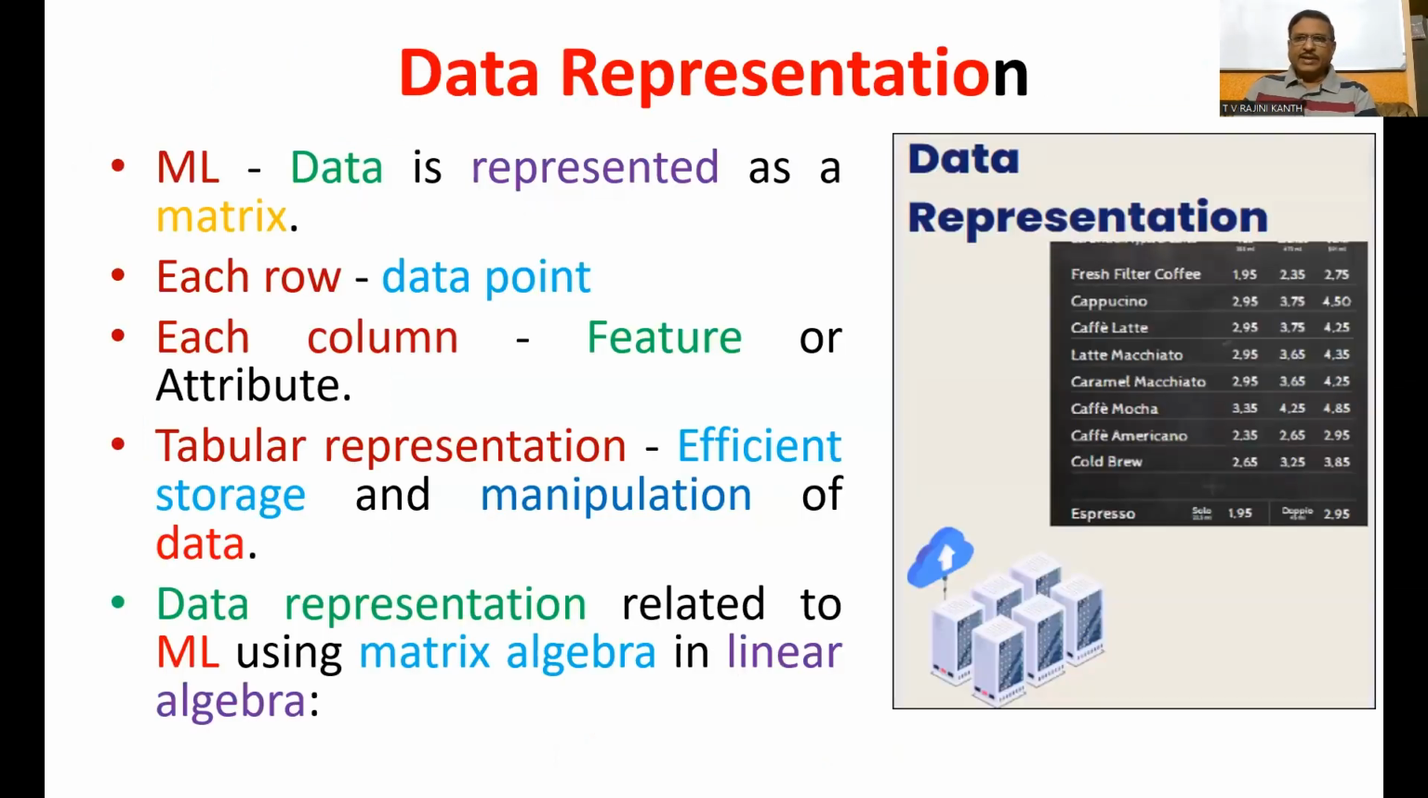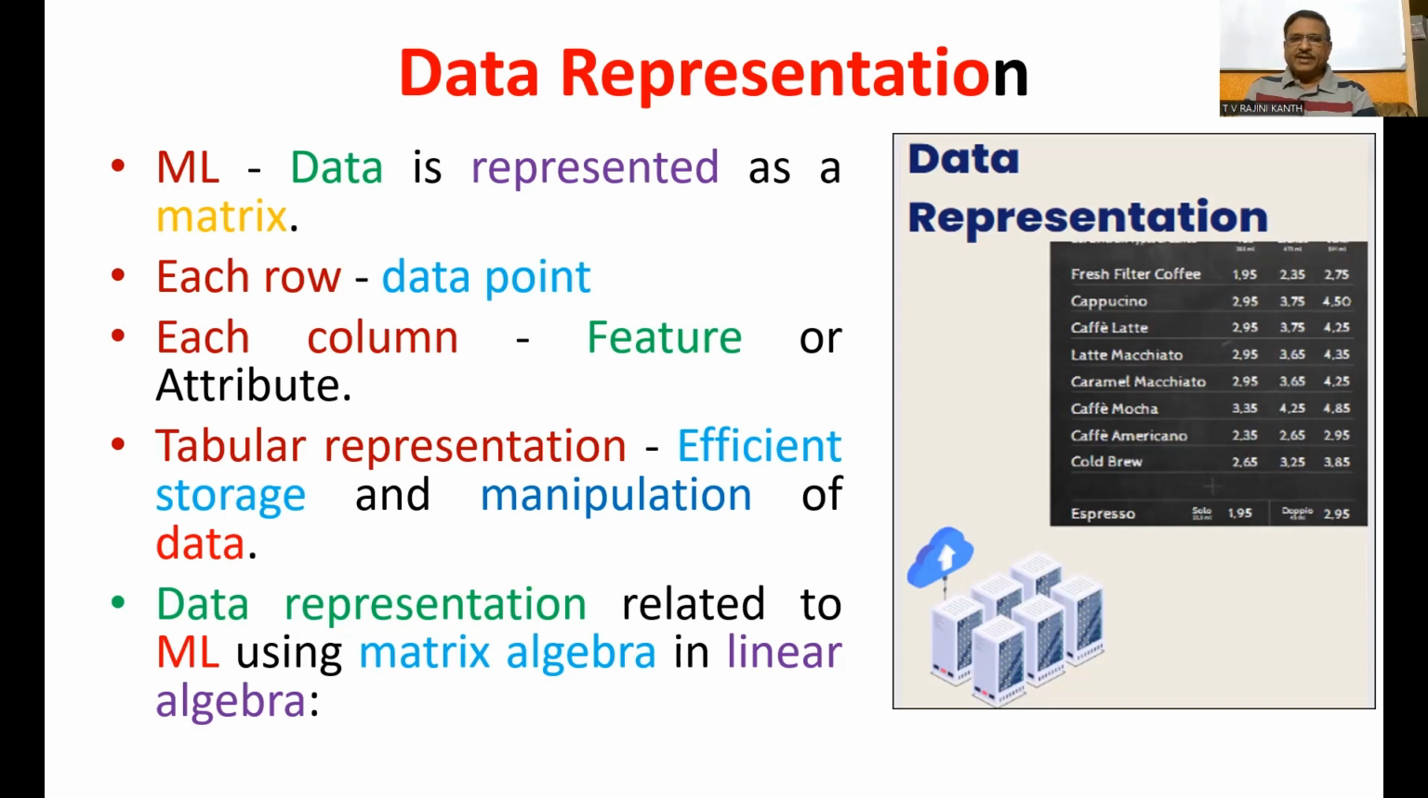In a real world environment, the data is in tabular form. The tabular form can be represented in the form of a matrix. Each row we consider as a data point, and each column we consider as a feature or attribute in terms of machine learning. The tabular representation is very useful and efficient for storage and manipulation of data.